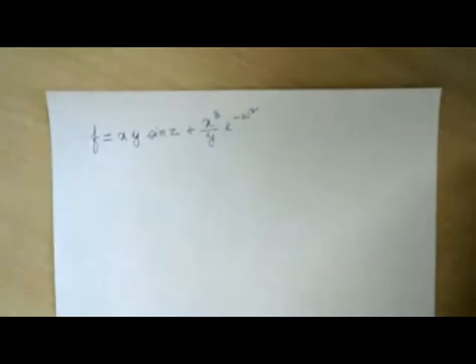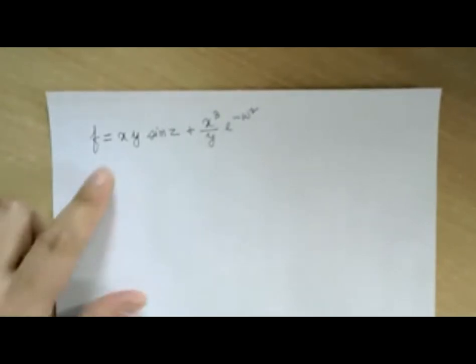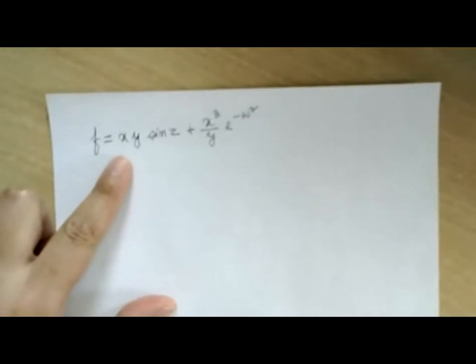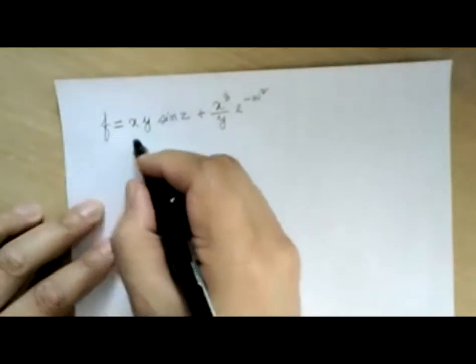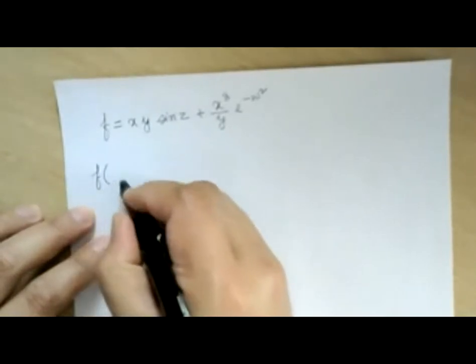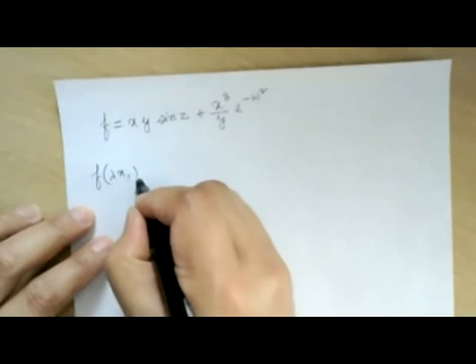this is a homogeneous function of 2 independent variables x and y. Suppose we suppress w and z. Say this is, suppose, f of lambda x, lambda y.